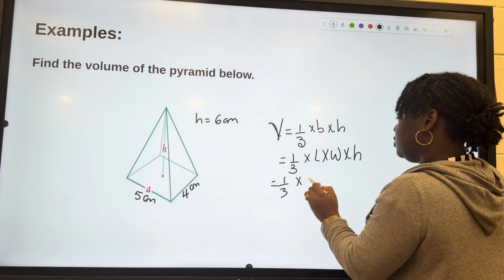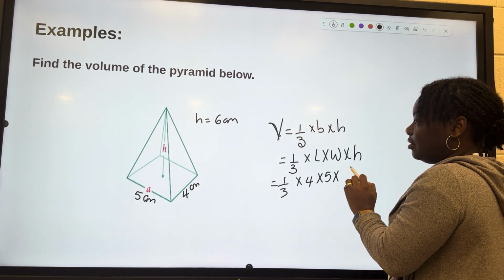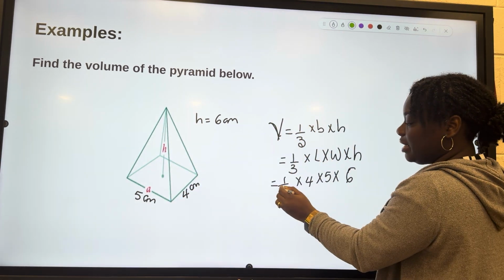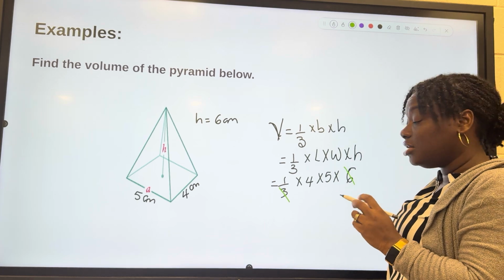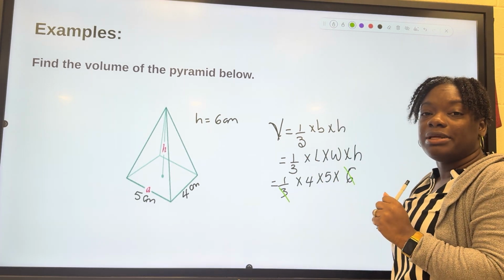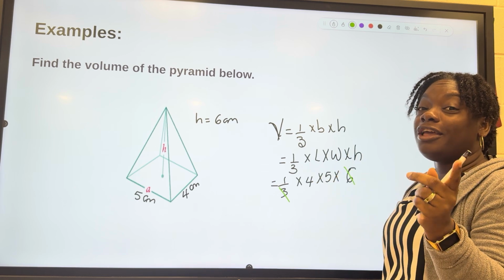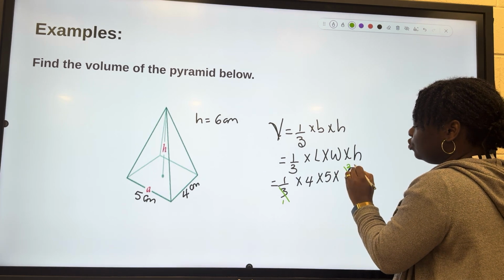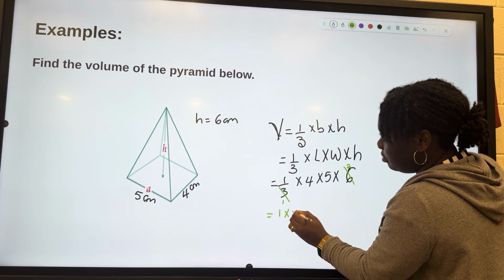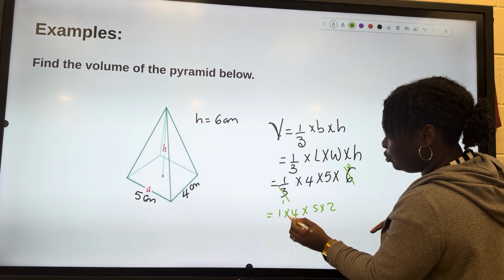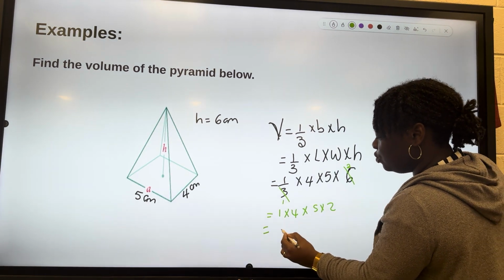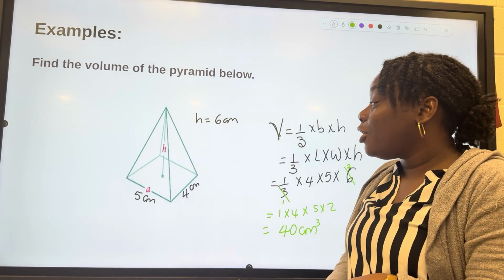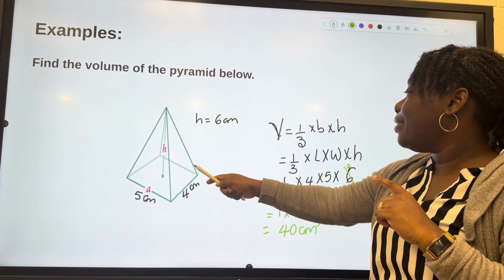1/3 times 4 times 5 times 6. And right here we have something that we can cancel. If you haven't watched my video on that, you can go ahead and watch my video on the multiplication. I'll try my best to put that link in the description section so you'll have access to that. So 3 into itself is 1, 3 into 6 is 2 times. So now I'm left with 1 times 4 times 5 times 2. That's 4 times 5 is 20, times 2. That's 40 centimeters cubed. All right, now that's the pyramid with the rectangular base.